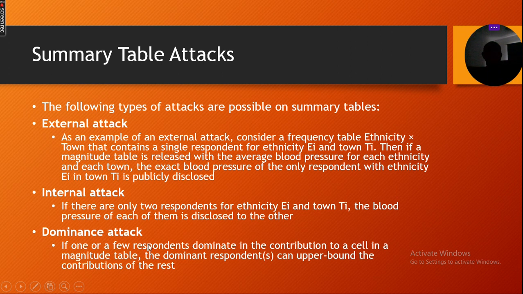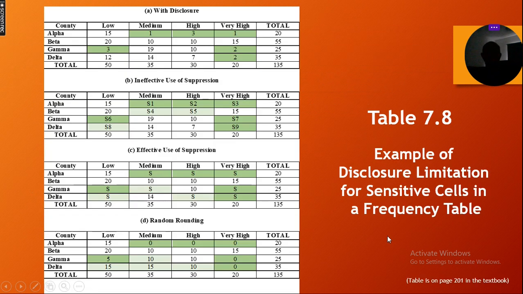The dominance attack is another attack that happens to summary tables in a database. If one or few respondents dominate the contribution to a cell in the magnitude table, then the dominant respondent can have an upper bound on the contribution of the rest of the information in the table. Okay, so this is a table showing an example of disclosure limitation for sensitive cells in a frequency table. Okay, the example of disclosure limitation.